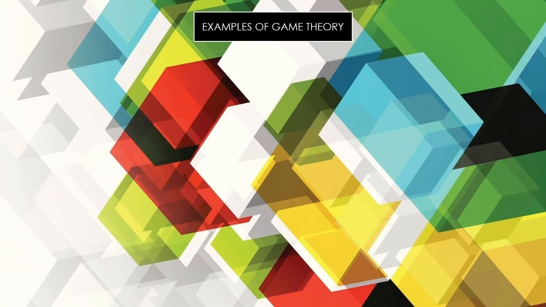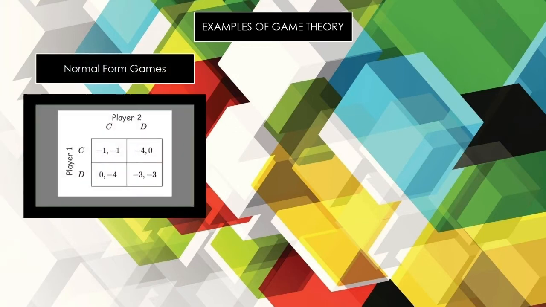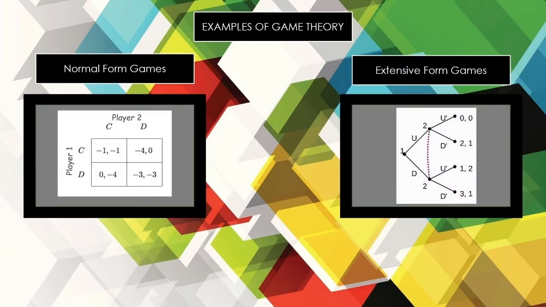Second is games in normal form and extensive form. In a normal form of game, the strategies and payoffs are arranged in a tabular form. The matrix demonstrates the strategies played by different players with their respective possible outcomes. Meanwhile, extensive form of games is arranged in the form of a decision tree. This type of game can represent events that can occur by chance.